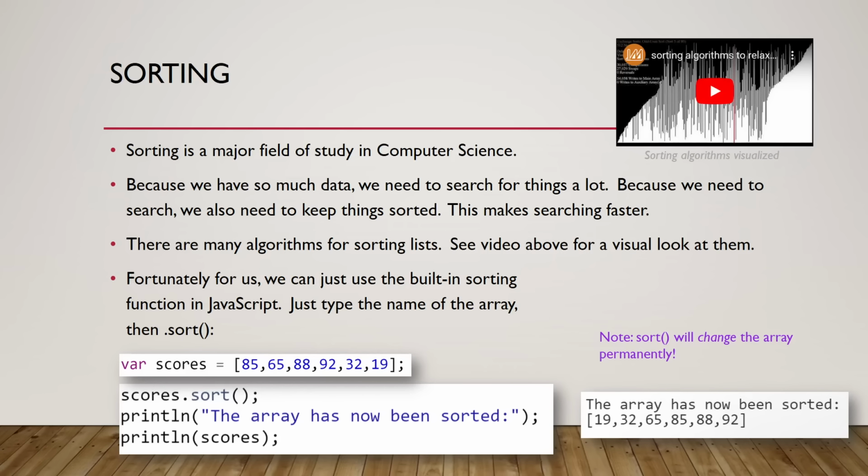Now, sorting just puts arrays into order. This is useful sometimes because it's helpful to have things in order. You can find them more easily. It's a major field in computer science to sort things, and there are many different ways to sort things. Some are more efficient than others. Efficiency and speed is a big factor in deciding how to sort something, but you can sort in JavaScript pretty easily by just typing sort.